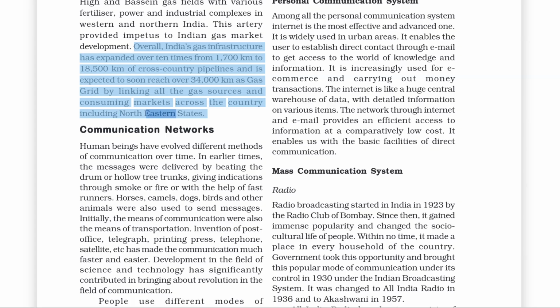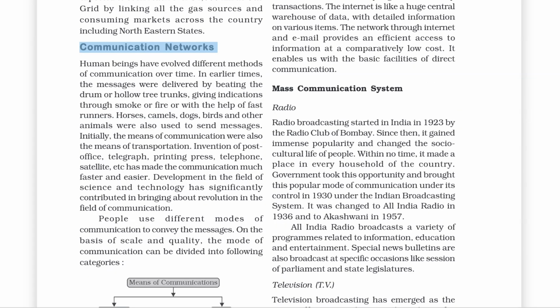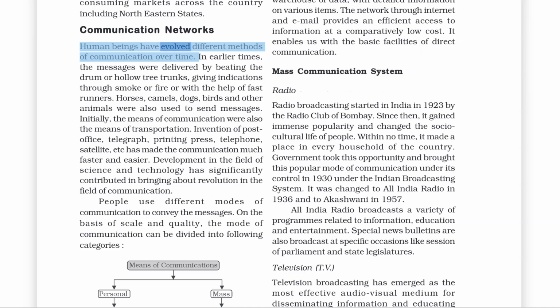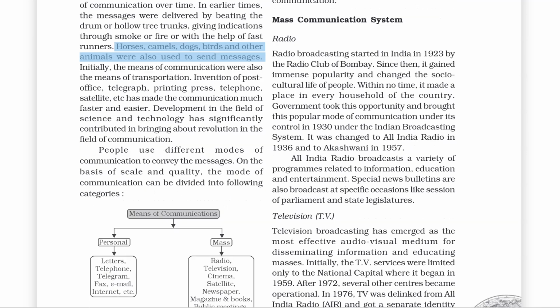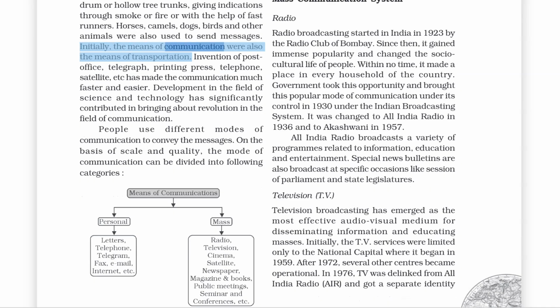country, including northeastern states. Communication networks. Human beings have evolved different methods of communication over time. In earlier times, the messages were delivered by beating the drum or hollow tree trunks, giving indications through smoke or fire or with the help of fast runners. Horses, camels, dogs, birds, and other animals were also used to send messages. Initially, the means of communication were also the means of transportation.